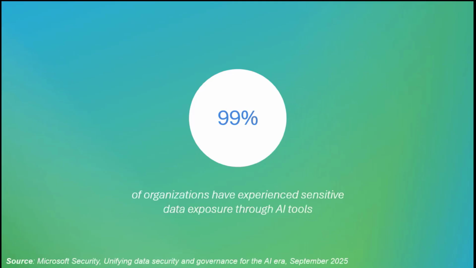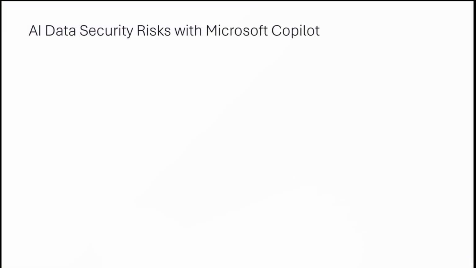Okay, wanted to show a statistic. 99%. 99% of what? 99% of organizations have experienced sensitive data exposure through AI tools. And this is data from September of 2025. So honestly, I wouldn't be surprised if this number was something like 99.9 at this point. So very big data security problem.